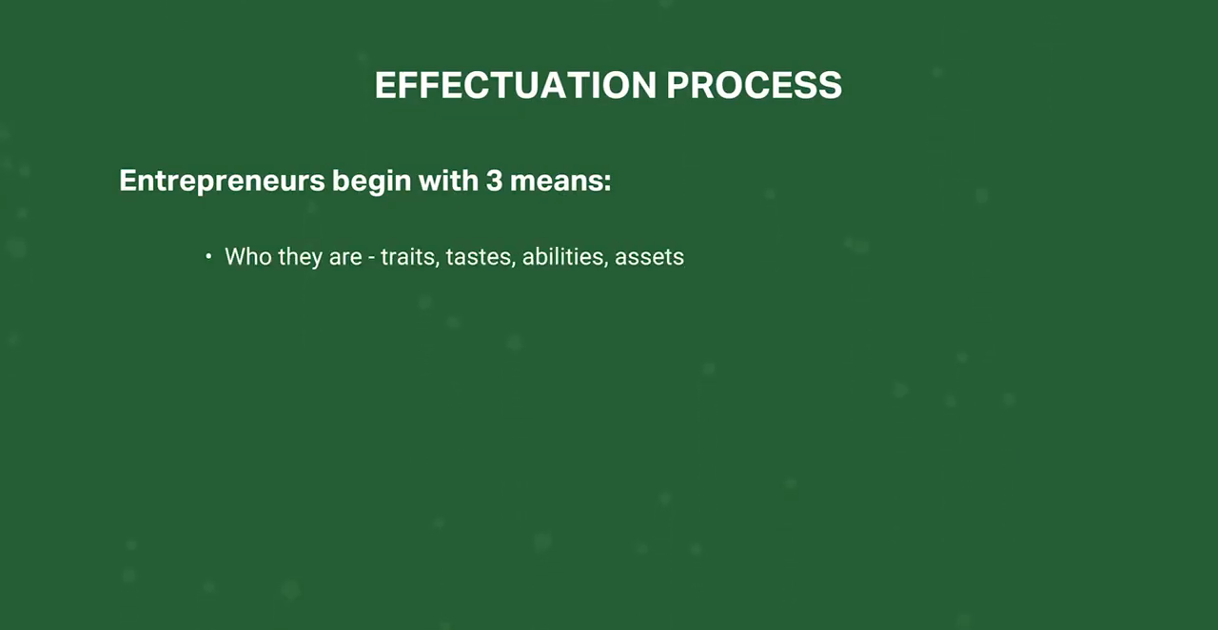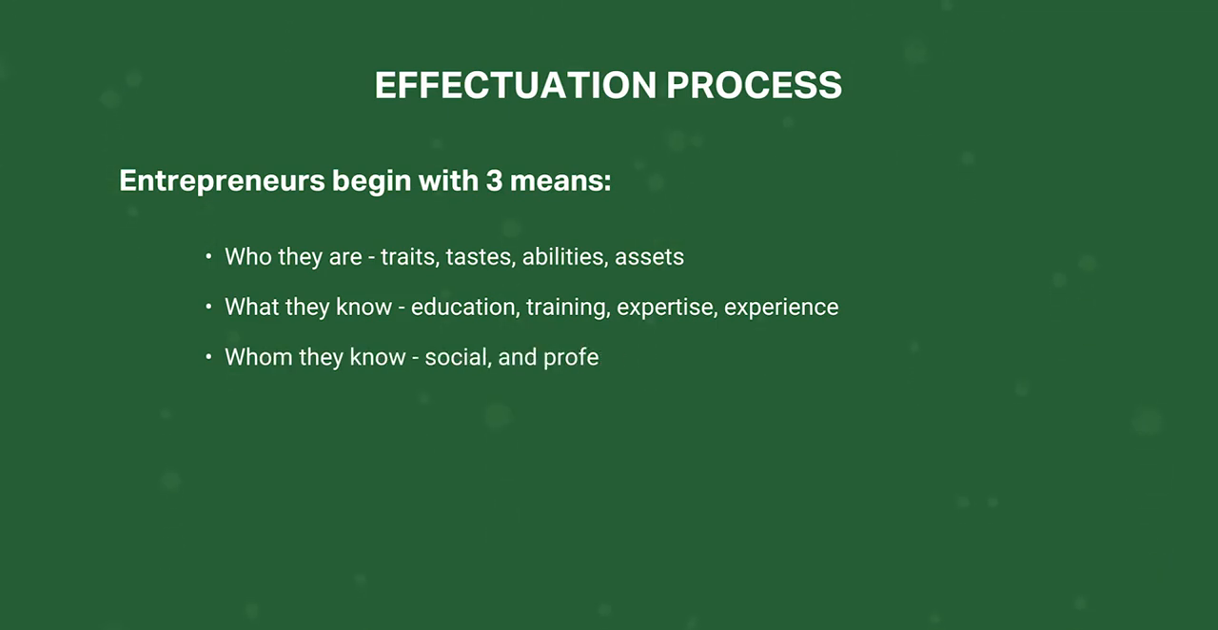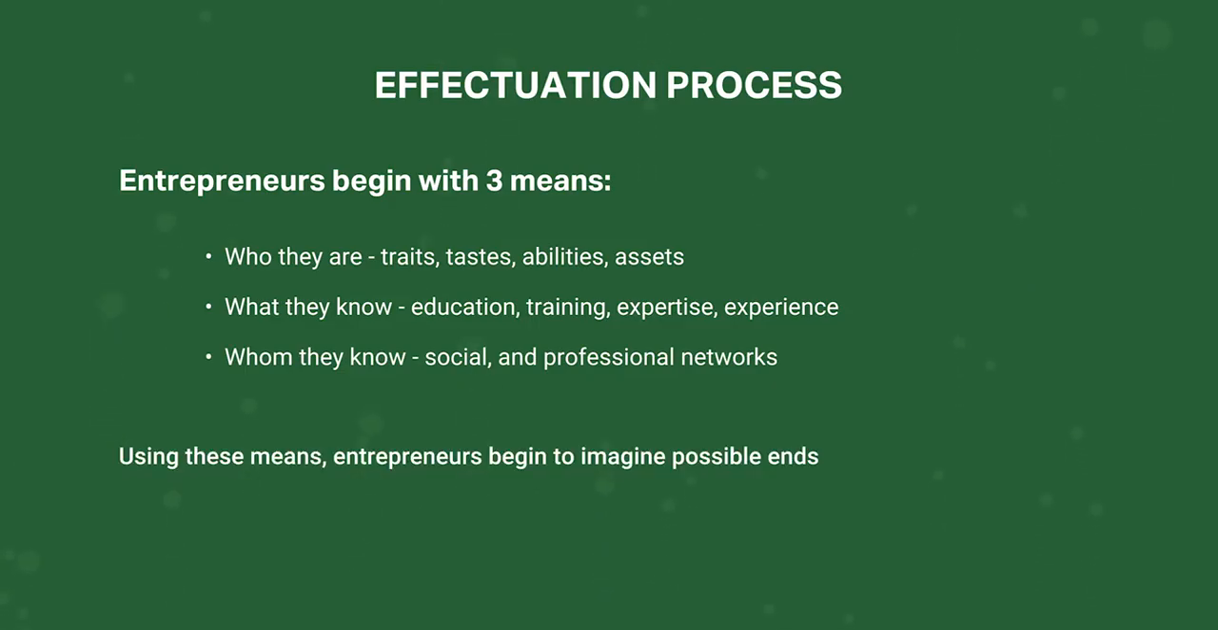We ended video 6 with a brief overview of the effectuation process. We learned that entrepreneurs start the effectuation process with 3 means that they have to work with. Who they are, that means their traits, their tastes, their abilities, their assets. What they know, their education, their training, their expertise, their experience, and finally, whom they know, their social and professional networks. And using these means or ingredients, entrepreneurs can begin to imagine possible ends.